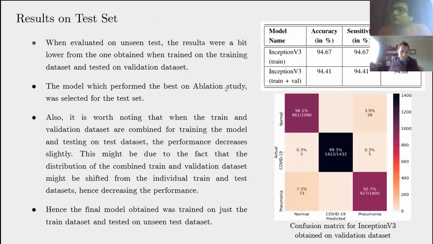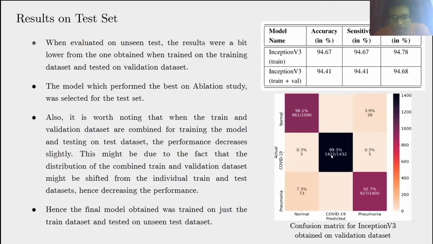So when we evaluated this model on the test set, which was actually unseen, the metrics were a little bit lower compared to the validation data set, as you can see in the table. This could be due to the fact that the distribution of the test data set might be different from the distribution of the training data set. Also, you can see in the table that when we combine the training and validation data sets and then train the model on this combined data set, the metrics were also a little bit lower. This might also be attributed to the difference in the distribution of the combined train and validation data set from the individual train and test data sets.